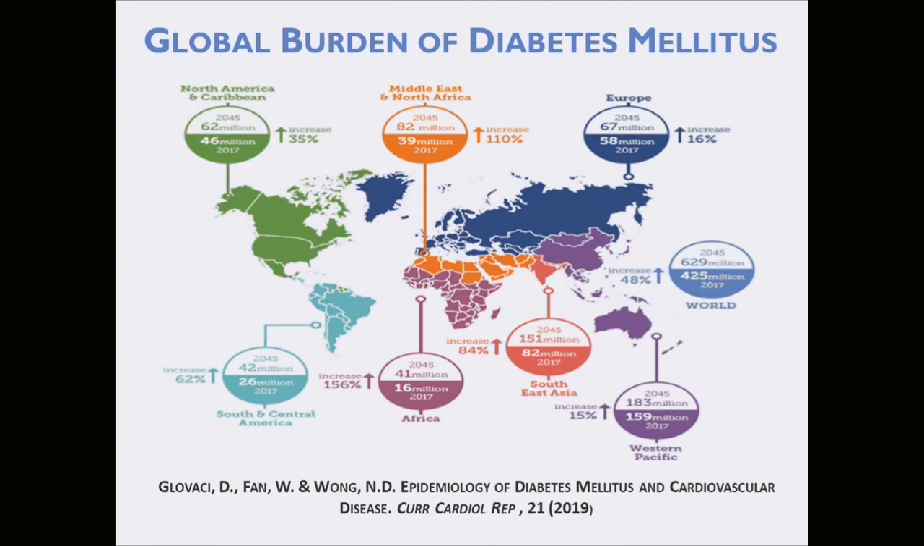This is the global scenario of diabetes mellitus. It is a slide from IDF which shows that diabetes is increasing day by day. In 2017, in Southeast Asia, our diabetic population was 82 million, and it will increase to 151 million by the year 2045. That is, the population will increase by 84%. This is alarming.